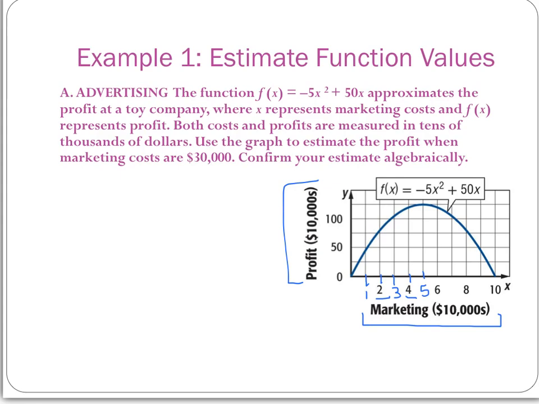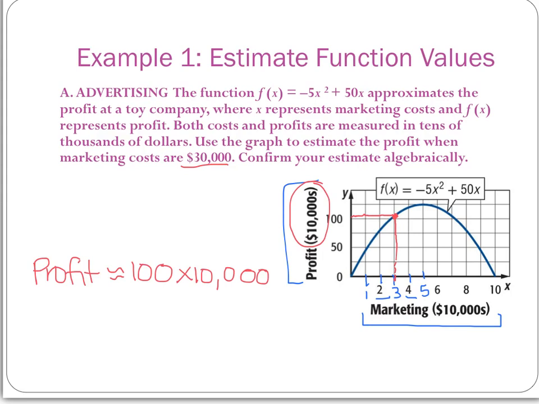So what we're going to do is go to $30,000, because that's our marketing cost, and go up to the graph and then estimate what our profit is based on that amount of marketing cost. So if I go over then to the y value from this point on the graph, I would say our profit is approximately 100, right? But remember, the profit is being measured in tens of thousands of dollars, so I have to multiply that number by 10,000.